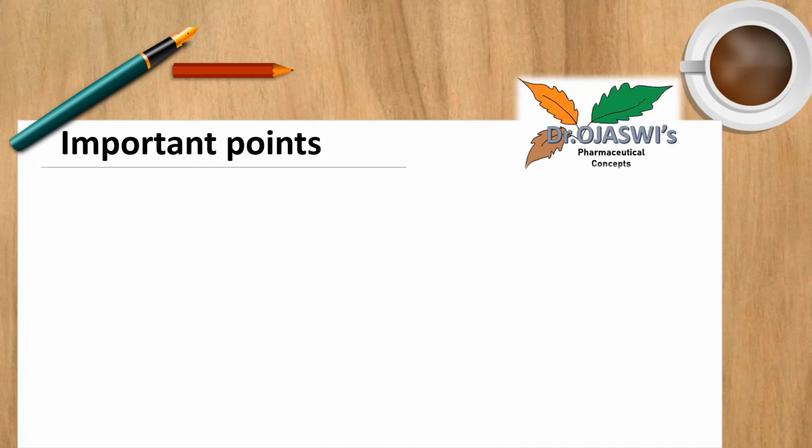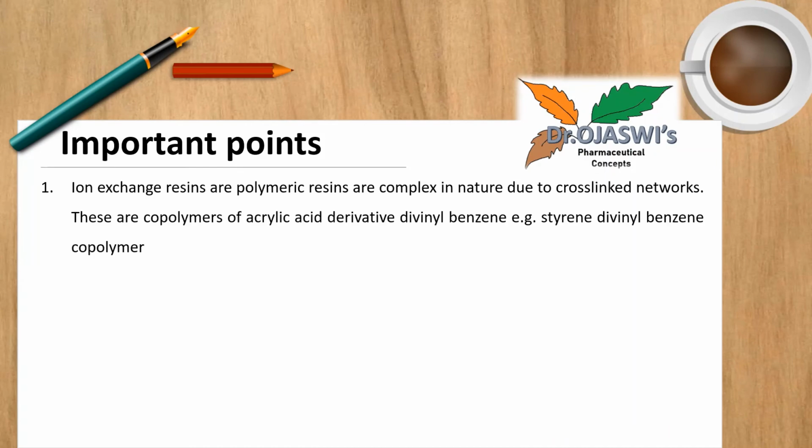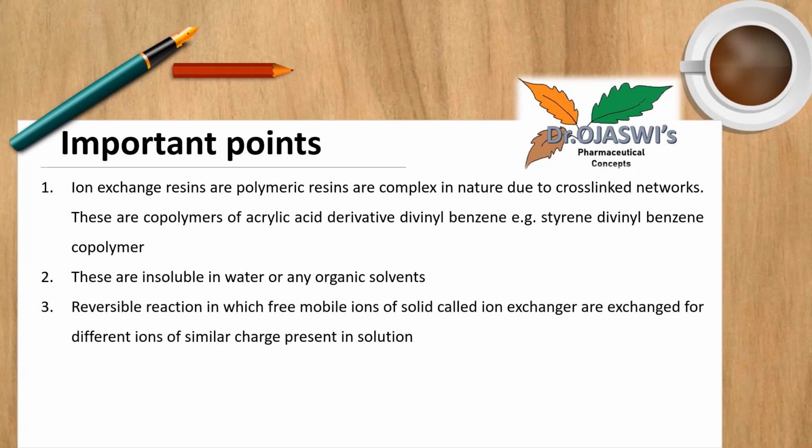These are some of the important points related to ion exchange chromatography. Ion exchange resins are polymeric resins which are complex in nature due to cross-linked networks. These are copolymers of acrylic acid derivative divinyl benzene, for example, styrene divinyl benzene copolymer. These are insoluble in water or any organic solvents.